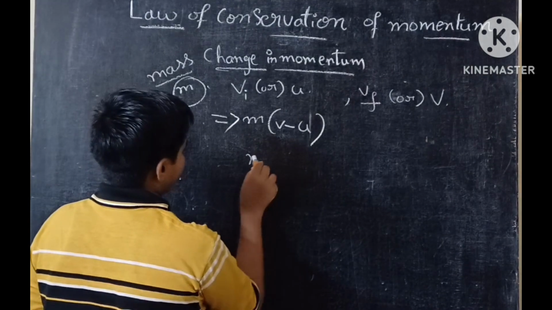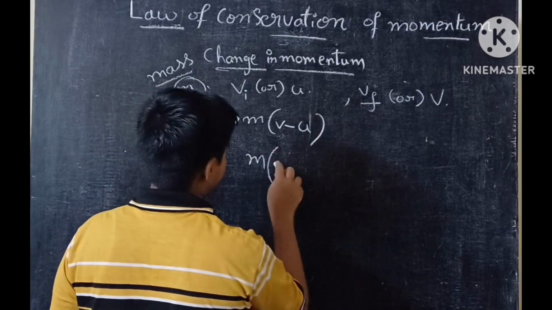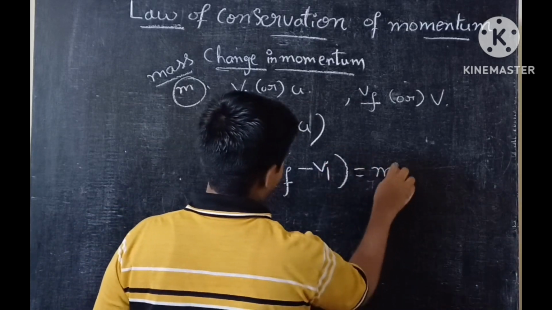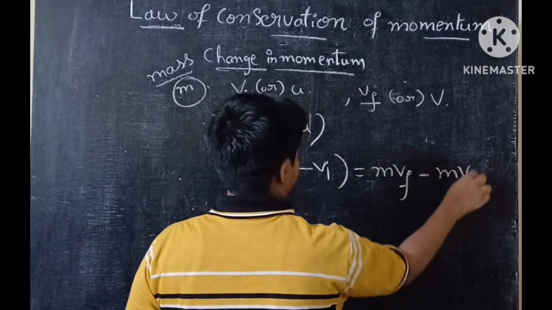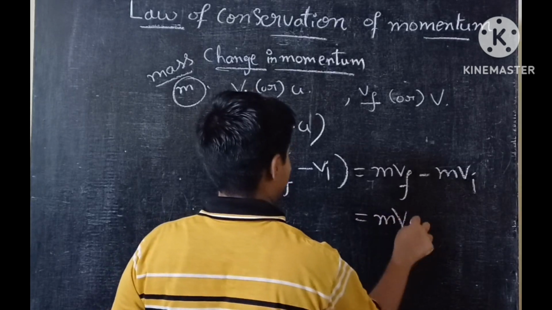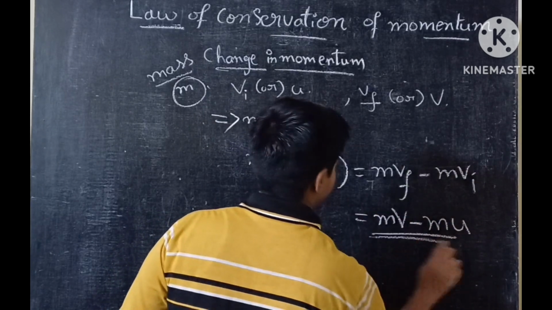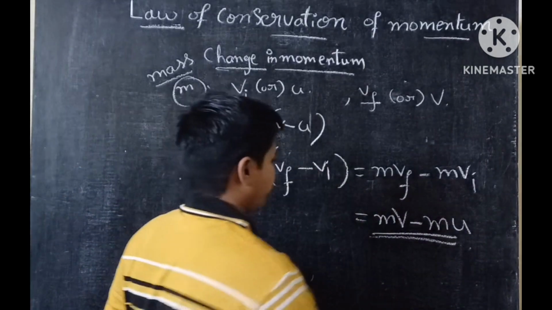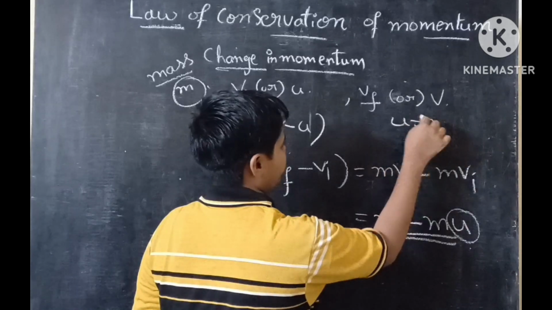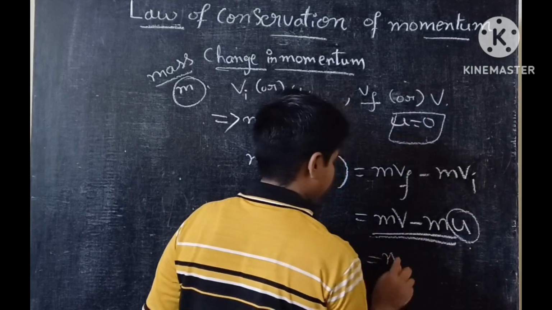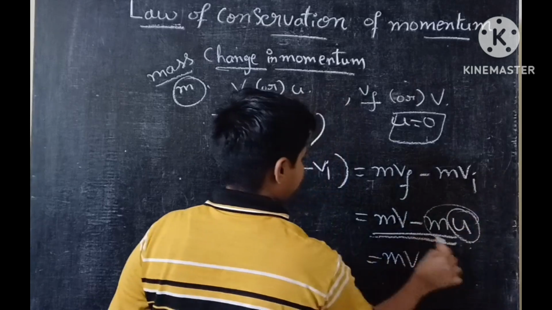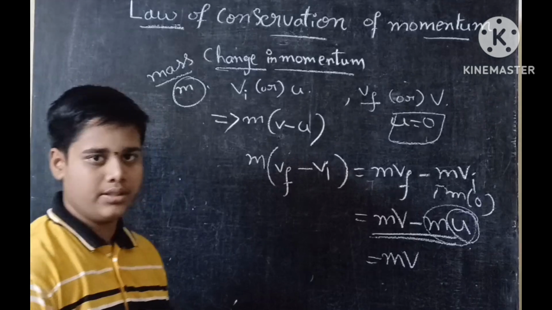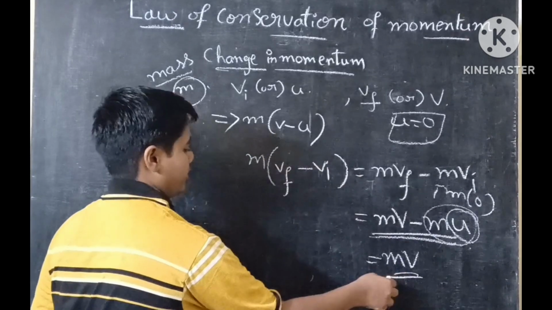If you substitute, m into final velocity Vf minus initial velocity Vi is mVf minus mVi, which is also written as mv minus mu. So this is the change in momentum. If u is 0, the term mu becomes 0 because m into 0 is 0, and the remaining term is mv.